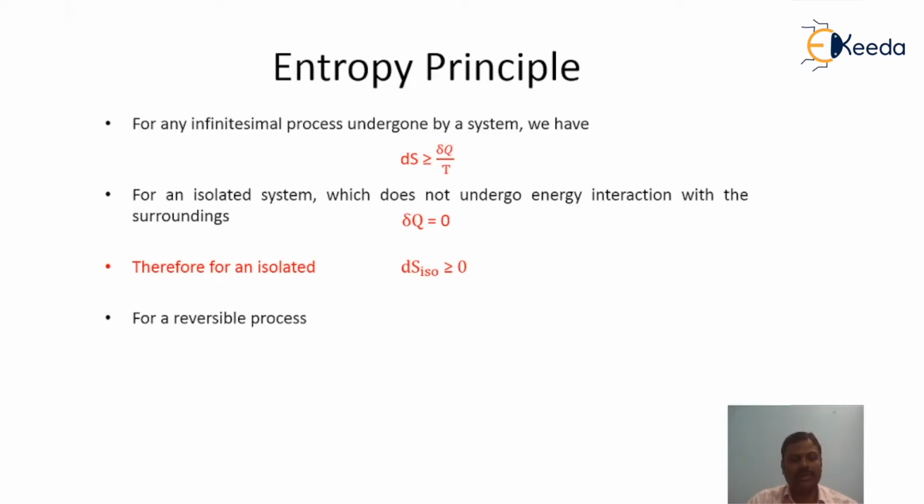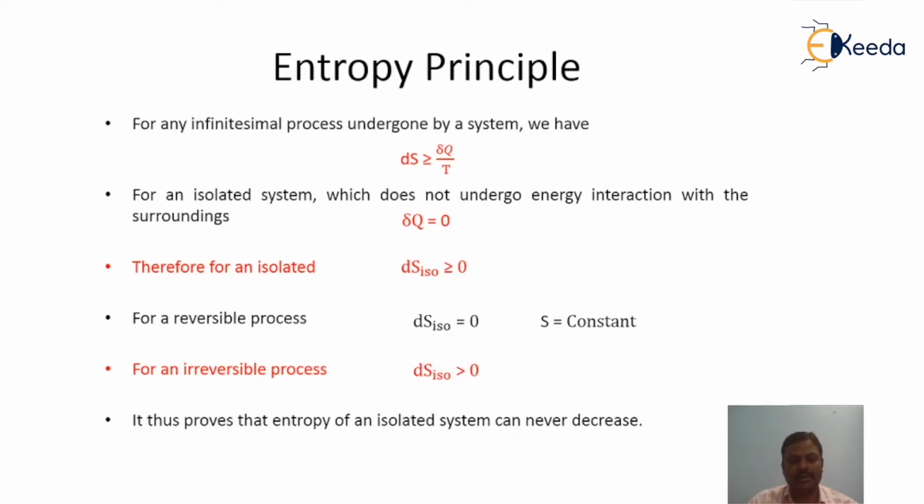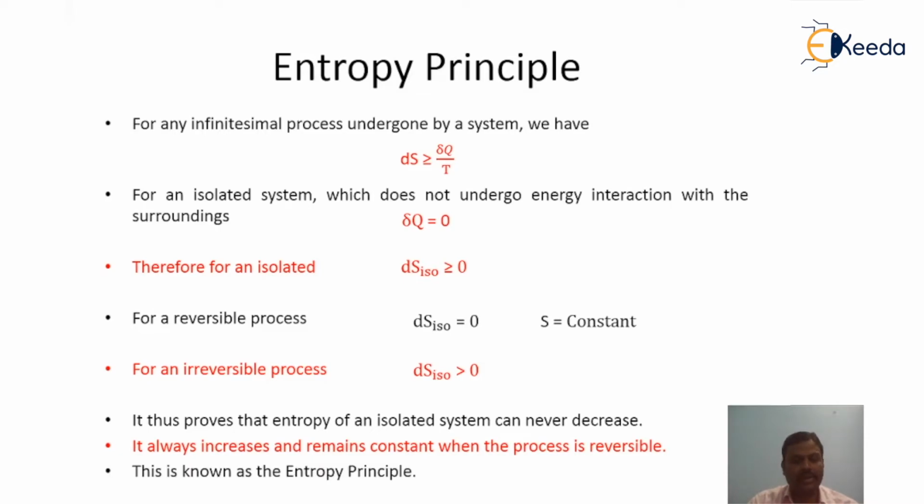For a reversible process, dS isolated is equal to 0. Now that means S is equal to constant, that is, entropy is constant. For an irreversible process, dS of an isolated system is greater than 0. This proves that the entropy of an isolated system can never decrease. It always increases and remains constant when the process is reversible. So this is known as the entropy principle. That is about the entropy principle.